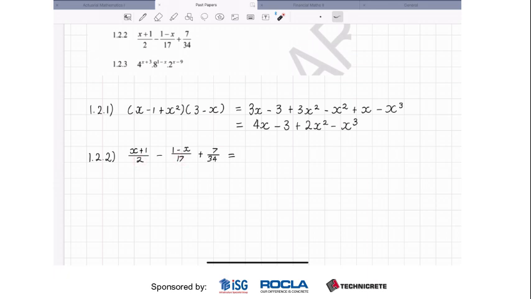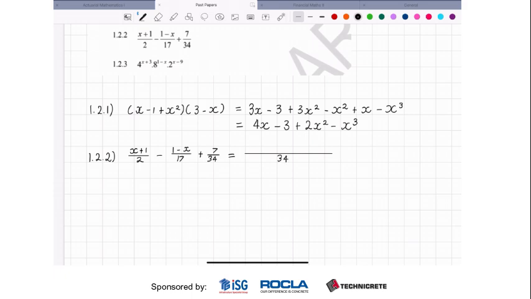So for this fraction, I can multiply it by 17 over 17. Then at the bottom, I'll get 34, and then at the top, I'll have 17 multiplying this, which gets me a common denominator like this fraction. And then for this one, I can multiply by 2 over 2, and I'll get 34 in the denominator, and then 2 times the numerator, and then I'll have a common denominator of 34 as well. So I'm going to have everything over this common 34.